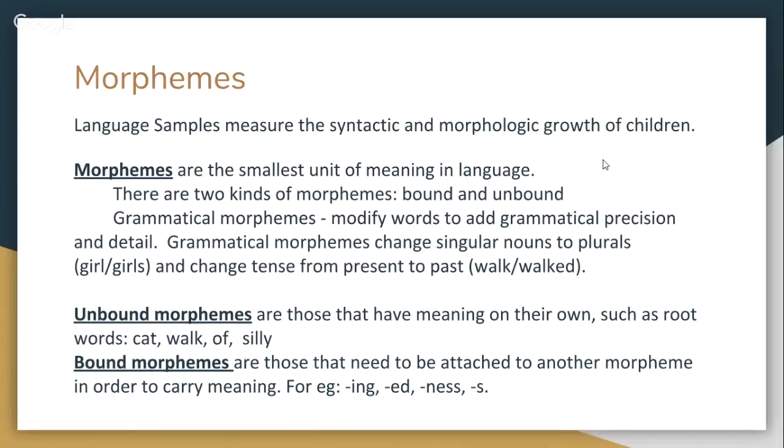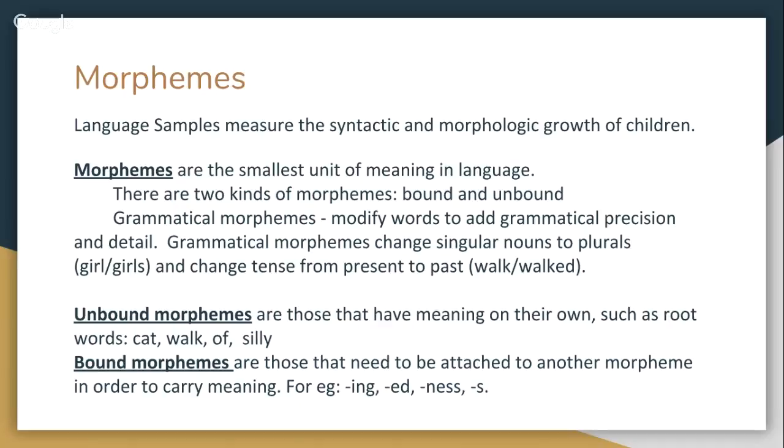So I gave you a very brief description there about morphemes. So let's look again. If language samples measure MLU, and MLU measures language growth, and specifically we're measuring the syntactic and morphological growth, we have to look at the morphemes of the child's language. Morphemes are the smallest unit of meaning in language. And just as I said in the example of books, there are two kinds of morphemes, bound and unbound.